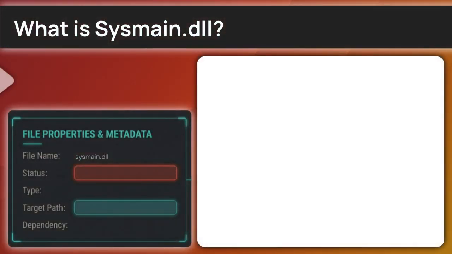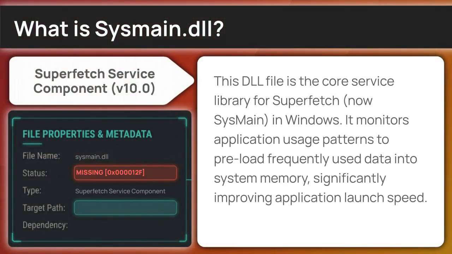This DLL file is the core service library for Superfetch, now Sysmain, in Windows. It monitors application usage patterns to preload frequently used data into system memory, significantly improving application launch speed.